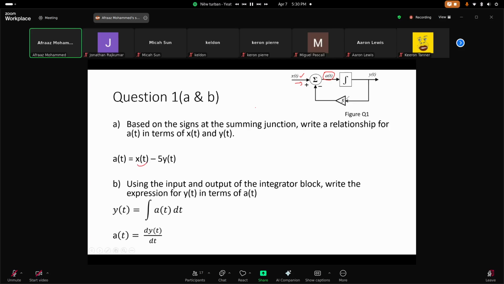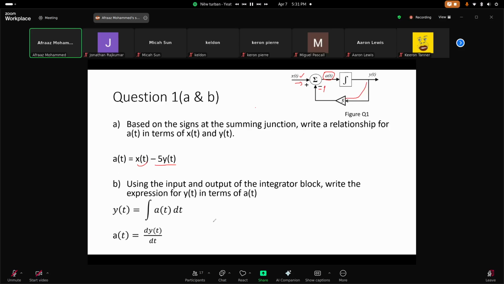And then secondly, we have a feedback loop here from the output. So you're gonna have 5y of t, right? So this is again here on the output, so 5y of t, but the summing junction has a negative sign, so it's going to be minus 5y of t. Okay, so that's how we get the first relationship here. So A of t is equal to X of t minus 5y of t.